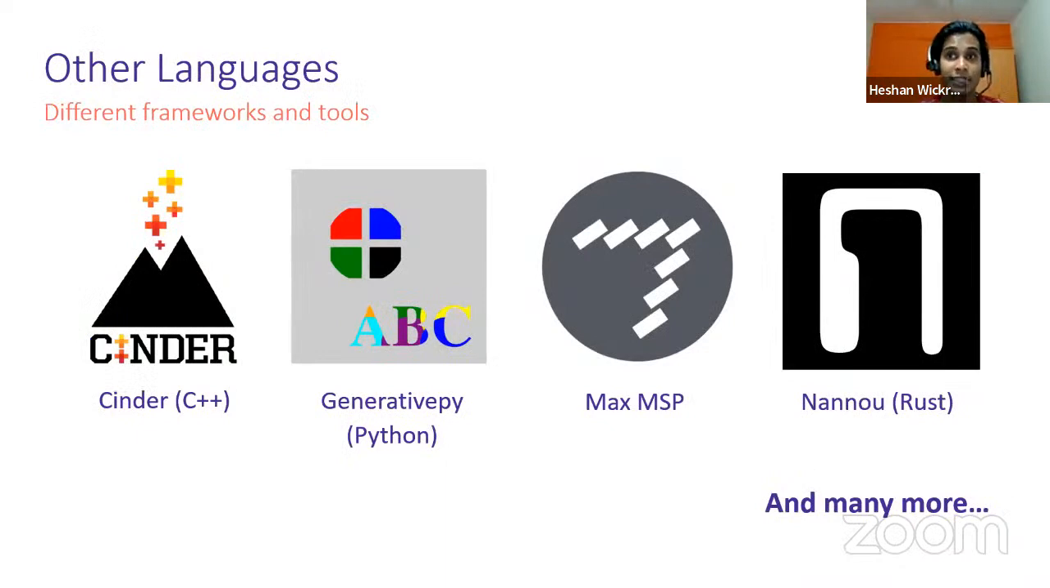Now, JavaScript is not the only language, and P5 is not the only framework that is available out there. There are a lot. There are tools like Cinder with C++, Generative Pi with Python, and Max MSP, which is a popular tool for creative coding not just for art, but also to create different types of music and tunes. And there are many more like this. These are just a few of them.